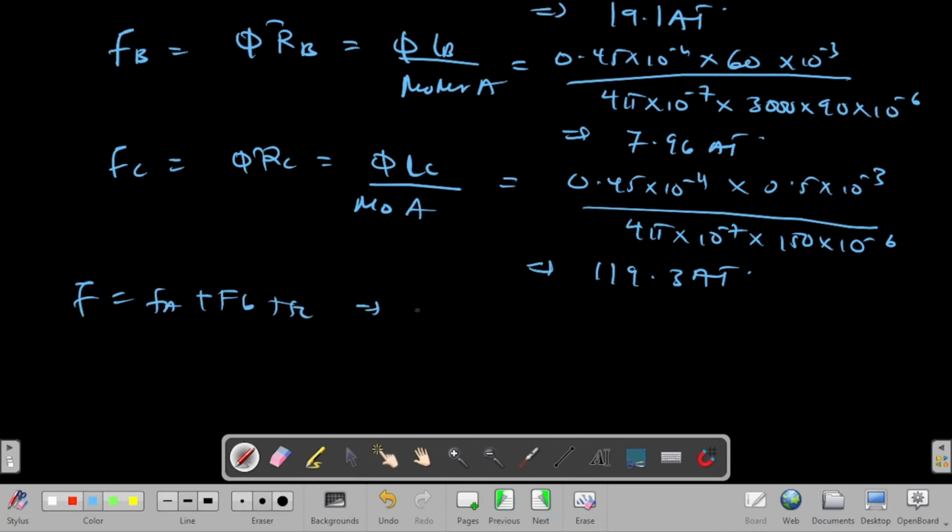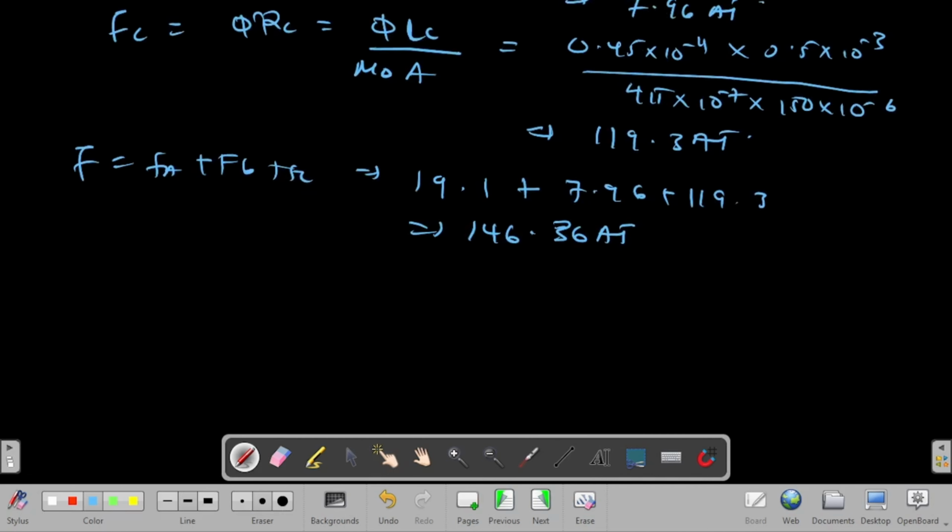Therefore, my total F is equal to FA plus FB plus FC. And this is going to give me 19.1 plus 7.96 plus 119.3, and all this gives 146.3680. You can make it A, it doesn't change anything.